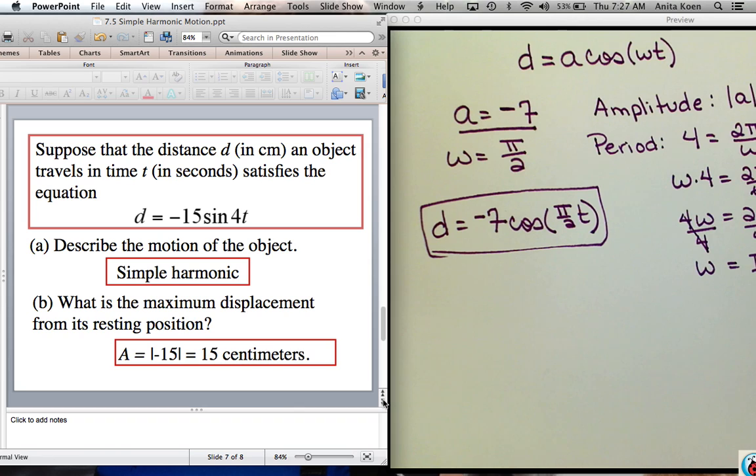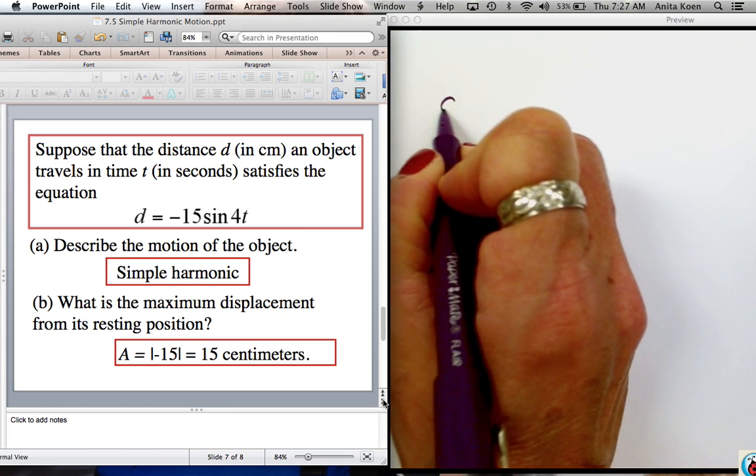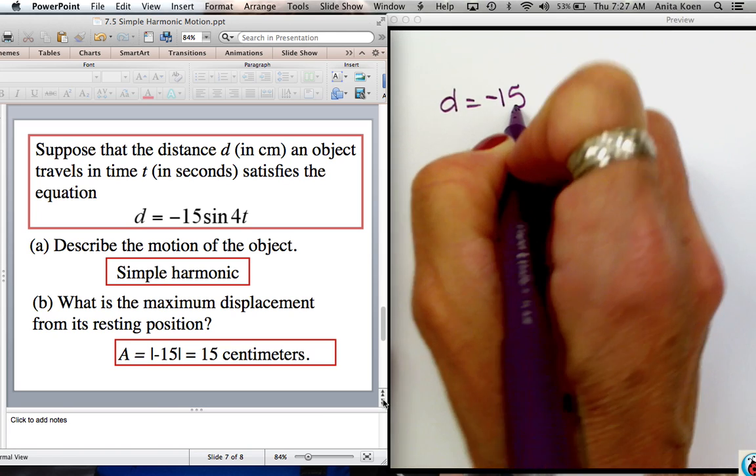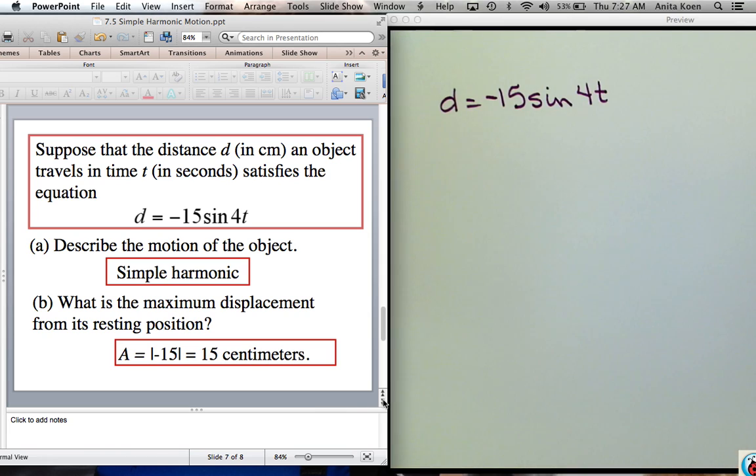Let's look at another example, because in algebra and in math, they always want you to go in both directions. Suppose that the distance d in centimeters an object travels in time t in seconds satisfies the equation d equals negative 15 sine 4t. In this problem, they want us to do several things. They have given us the formula. Sometimes when they give you a formula, they are going to give you the sine formula. When you're asked to write the equation, always use cosine.